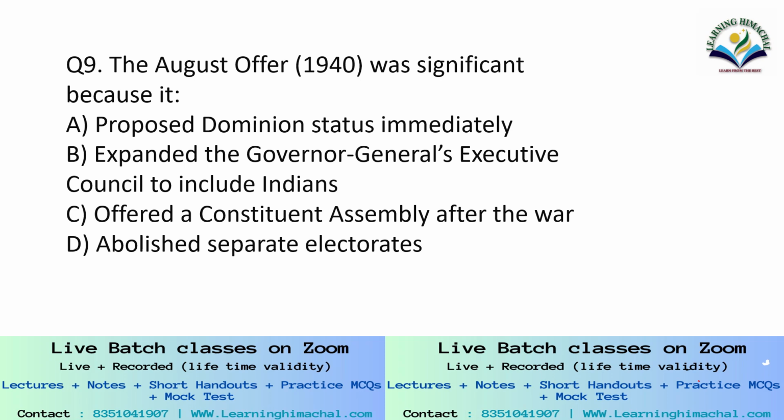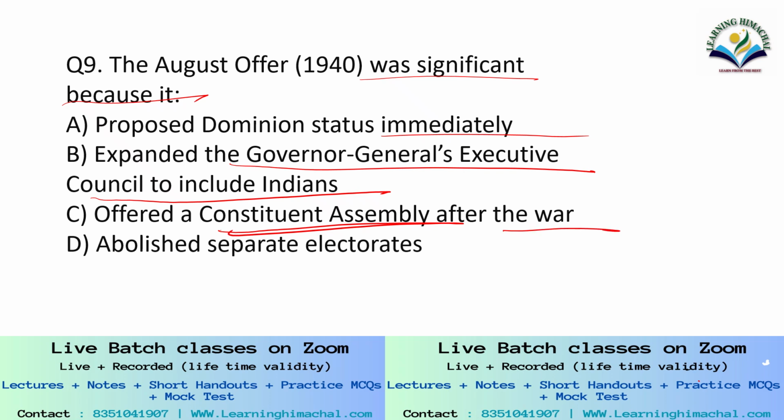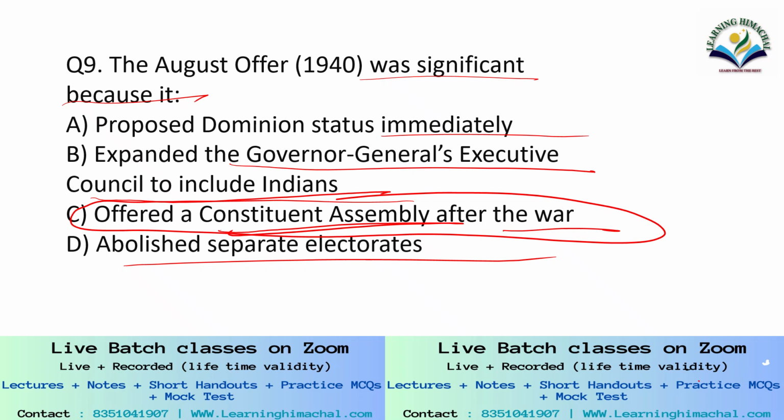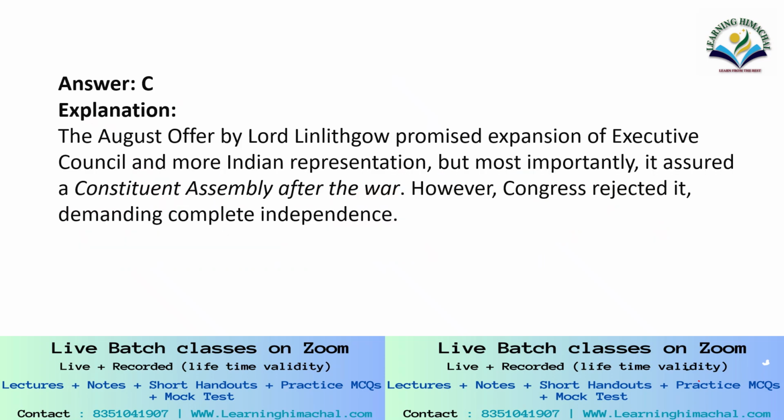The August Offer was significant because it proposed dominion status immediately, expanded the Governor General's Executive Council to include Indians, offered a constituent assembly after the war, abolished separate electorate. It offered a constituent assembly after the war.